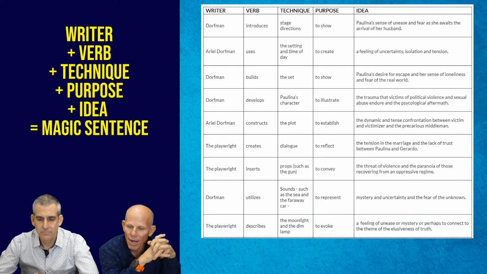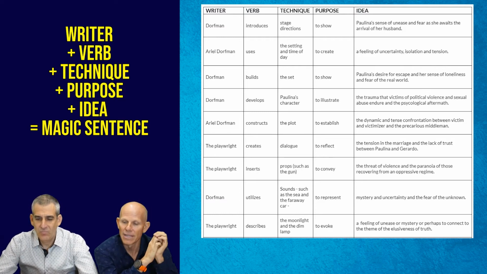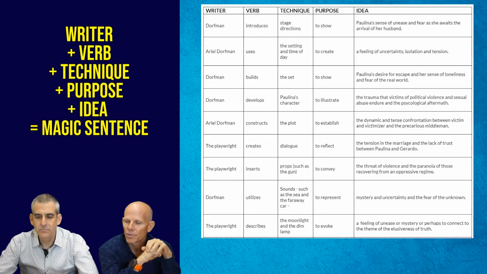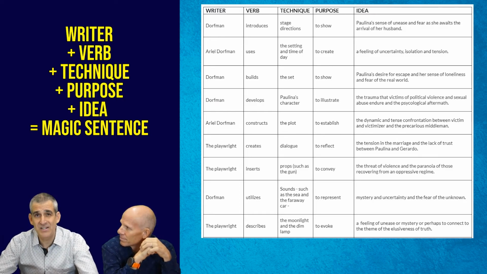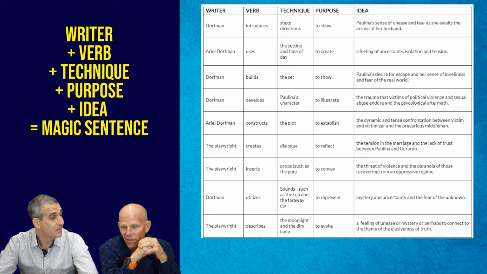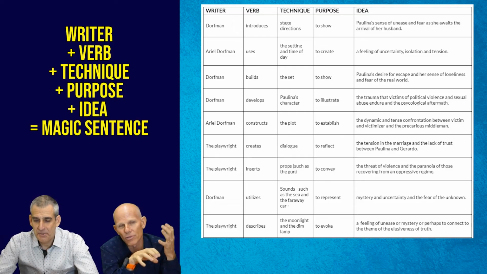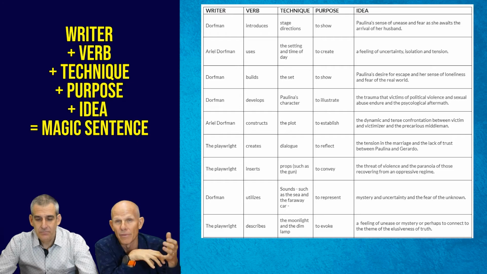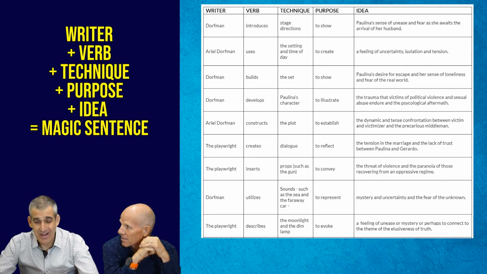The playwright describes the moonlight and the dim lamp to evoke a feeling of unease or mystery, or perhaps to connect the theme of the elusiveness of truth. Hey, this one's interesting to me. You've actually used the word theme in the idea, so I think students, if that's something you want to specify, even consider linking that into the idea as well. That's a nice use of the magic sentence. I like the word perhaps. Perhaps with analysis is really wise because you're saying there's the possibility of this, and you're actually giving multiple interpretations in that idea sentence. Yeah, really good.